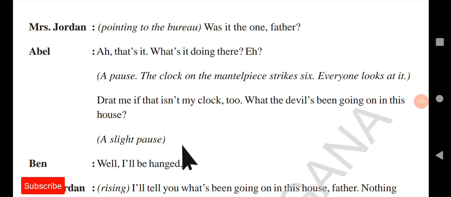So he is just confused. He doesn't know why the bureau is down. He doesn't know why the clock is there downstairs. He doesn't know why Henry is wearing his slippers. Okay, everything seems confused to the old man.